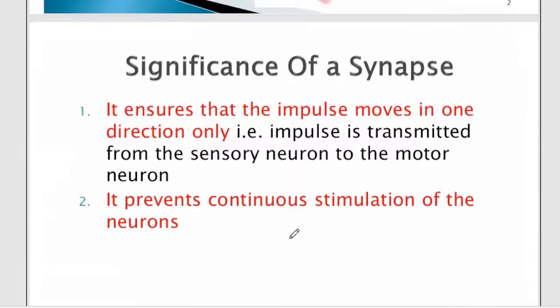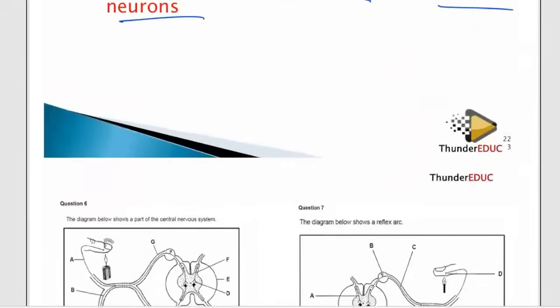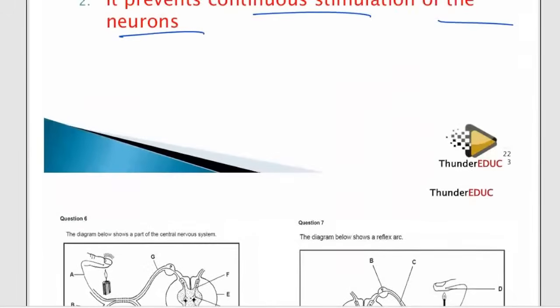So what is the significance? It ensures the impulse moves in one direction and prevents the continuous stimulation of the neuron. You see? So we continue to the next question.